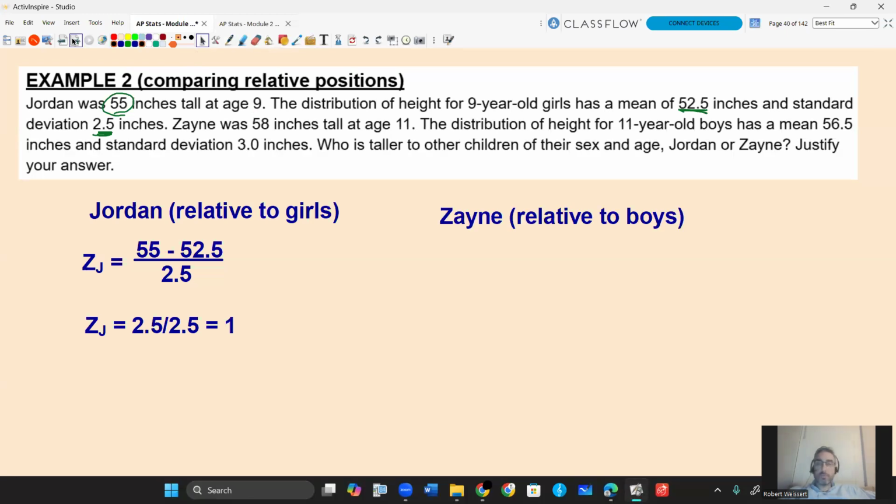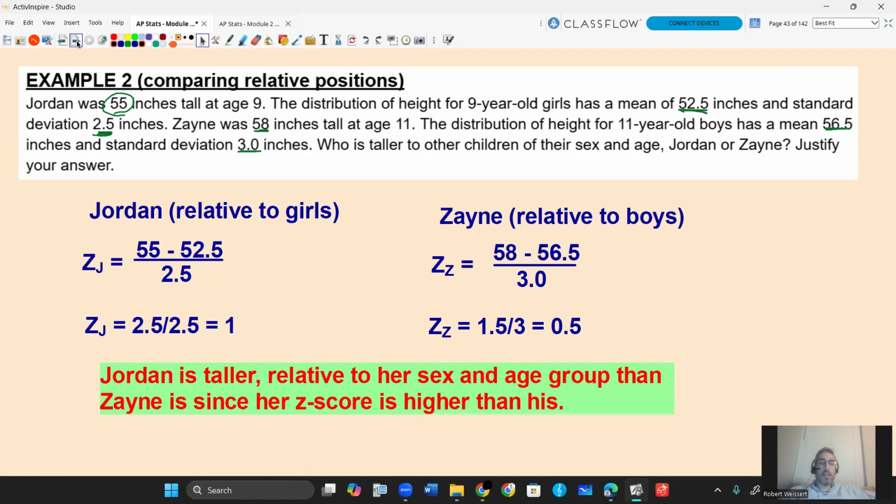Let's look at Zane. Now Zane, while his height is 58 inches tall, the average is 56.5 with a standard deviation of 3. Let's plug those into the Z-score formula. You're going to get 1.5 divided by 3, which is 0.5. Zane, relative to the boys, is actually shorter than Jordan is relative to the girls. He's only half a standard deviation above. So we're going to say Jordan is taller relative to her sex and age group than Zane, based on the Z-scores.